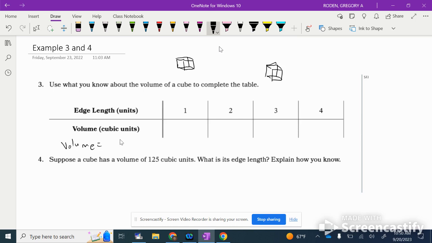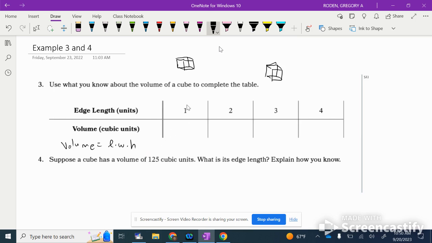So now, for our volume of a cube, I just did it a second time so you guys saw it. For our volume of a cube, it's going to be our length, which is the bottom, times our width, times the height. But in a cube, all three of these numbers are the exact same. That's the definition of a cube, guys.